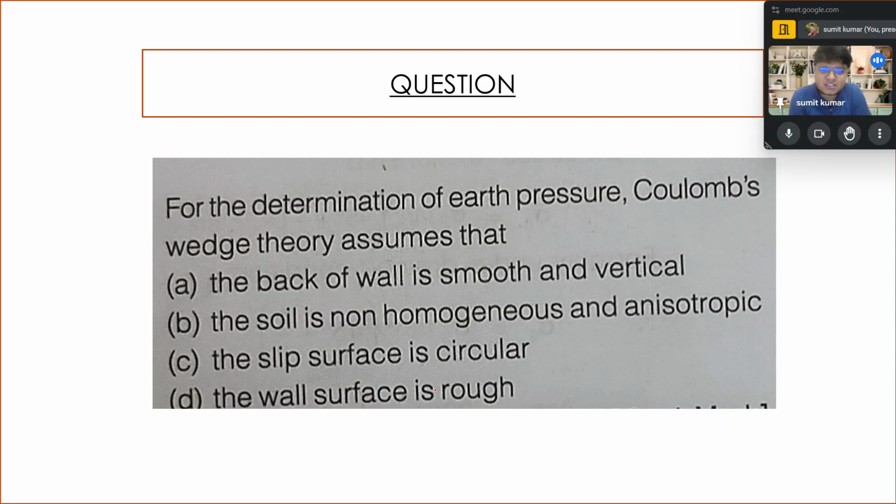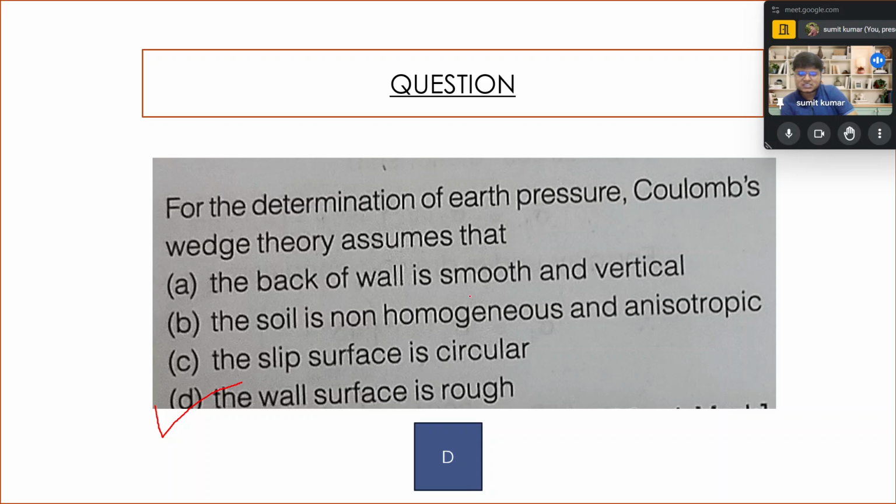For the determination of earth pressure, Coulomb's wedge theory assumes that the back of the wall is smooth and vertical, whether it is true or false. The soil is non-homogeneous and anisotropic, whether it is true or false. The slip surface is circular. The wall surface is rough. The answer is very simple for this problem, and that is going to be D, that the wall surface is rough. For the determination of Coulomb's wedge theory, the assumption is that the wall surface is rough.